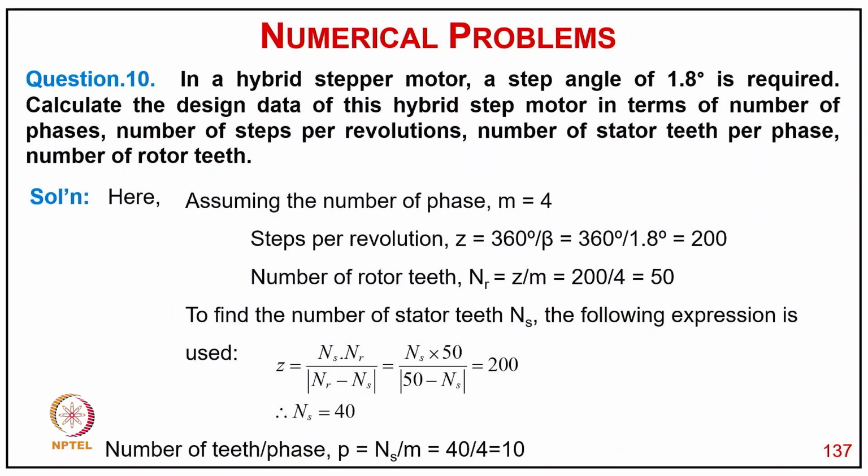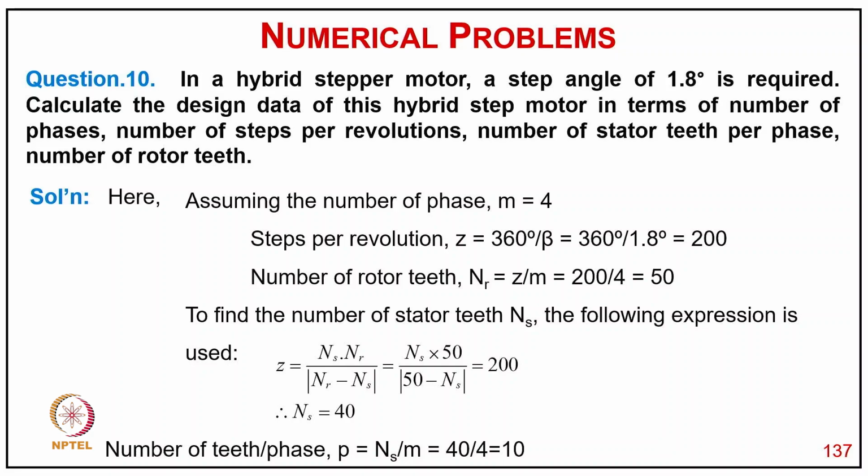Now coming to question 10, in a hybrid stepper motor, a step angle of 1.8 degree is required. Calculate the design data for this hybrid stepper motor in terms of number of phases, number of steps per revolution, number of stator teeth per phase, and number of rotor teeth. Here, assuming the number of phases m equal to 4, and steps per revolution z equal to 360 divided by beta, or 360 divided by 1.8, 200 steps, and number of rotor teeth nr equal to z upon m, that is 200 by 4, that is 50.